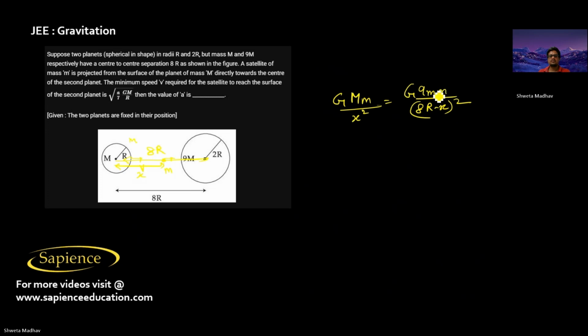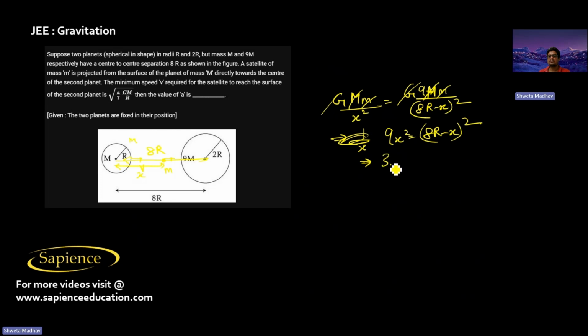So here M will get cancelled, m will get cancelled, G will get cancelled. So 1 by x square, or I can say 9x square, is equal to (8r minus x) whole square. So if we take the square root on both sides, then we will get plus or minus 3x is equal to 8r minus x. So it means x plus or minus 3x is equal to 8r. Now we cannot take the negative one, since x can't be negative. So therefore x plus 3x, that is 4x, 4x is 8r, so therefore x should be equal to 2r. So at a distance 2r only, it has to reach. Here the velocity should be 0.